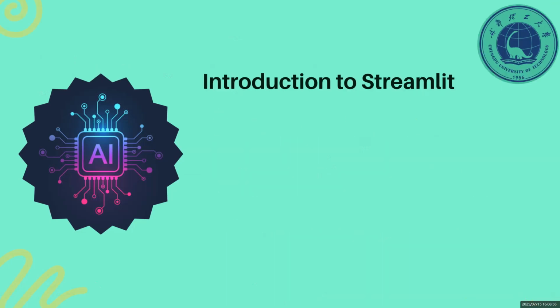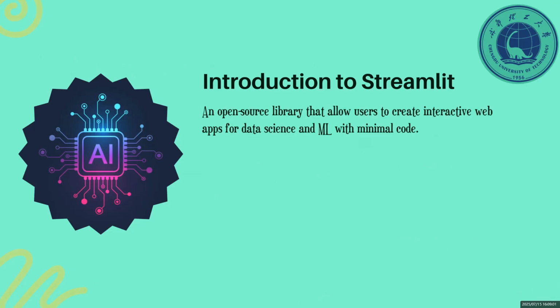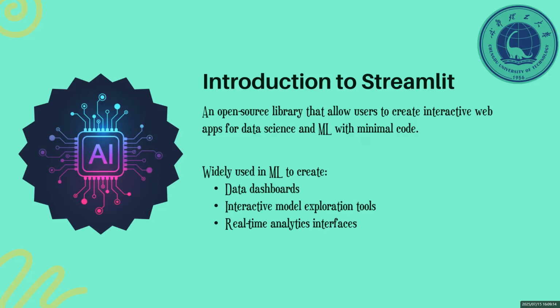So let's start with the introduction to Streamlit. First, Streamlit is an open source library that allows you to create interactive web apps, for example, a machine learning project with just minimal code. Now, I want you to understand that Streamlit is widely used in ML to create data dashboards, interactive model exploration tools, and real-time analytics interfaces.